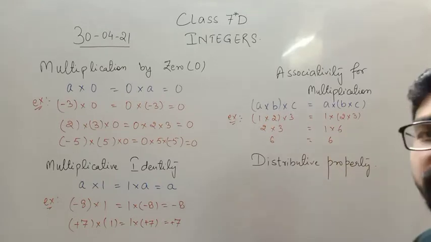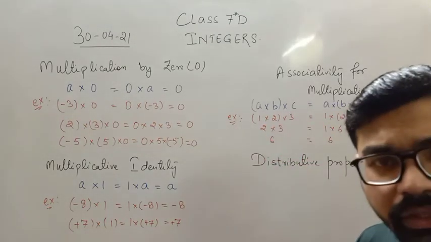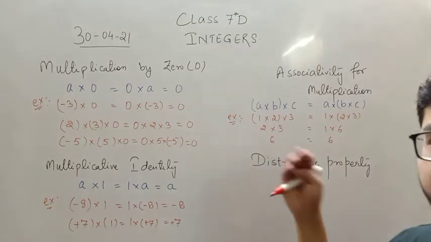In this way you can use n number of examples. You can take any example with positive and negative integers, with only negative integers, with only positive integers. So in this way you can use n number of examples.